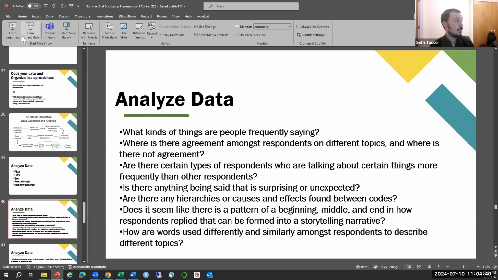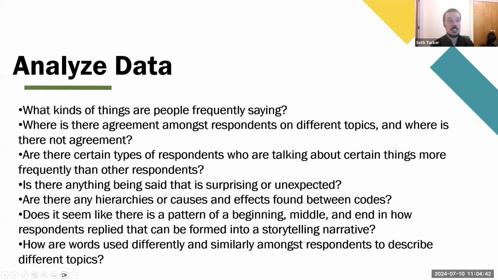And so when we analyze the data, we want to ask ourselves these questions. What kinds of things are people frequently saying, right? Are they frequently saying that the conditions of bike paths are poor? Are they frequently saying that they don't feel safe? What are they saying a lot of? Is there agreement amongst respondents on different topics? And where is there not agreement? Are we seeing that older bikers feel that they are not safe while younger bikers feel that they are safe? Is there a difference between the types of respondents and the way that they say things? Are there certain types of respondents who are talking about certain things more frequently than others?